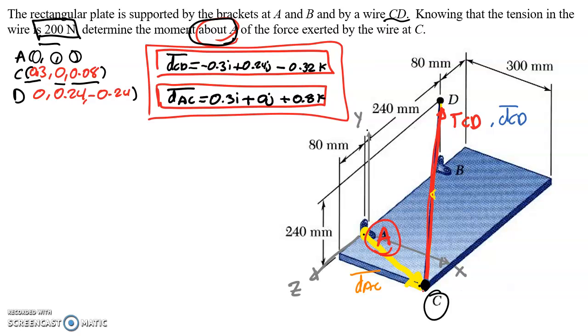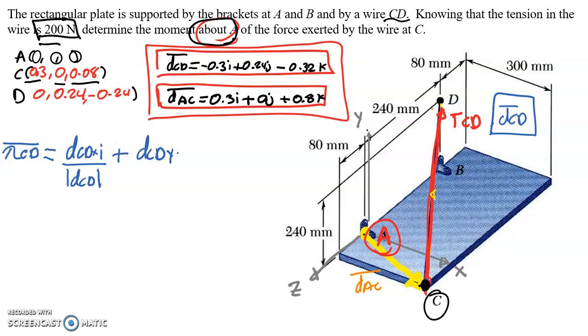However, the vector that goes from C to D, it's a distance vector, but we will not use it straight like that. For that vector, we require the direction, and that direction is given by lambda CD. Remember that lambda is going to be calculated as the component of the vector DCD in I over the module of the vector DCD, plus the component in J over the module of my vector DCD, plus the component in K over the module of my vector DCD.